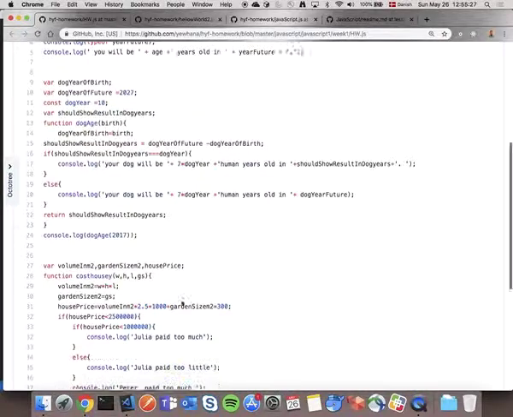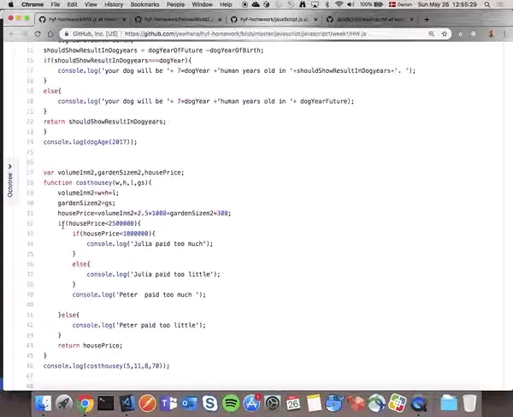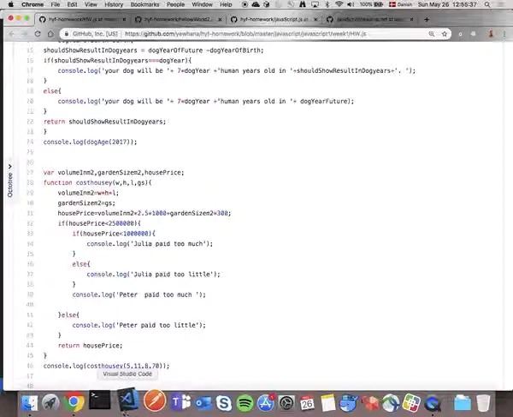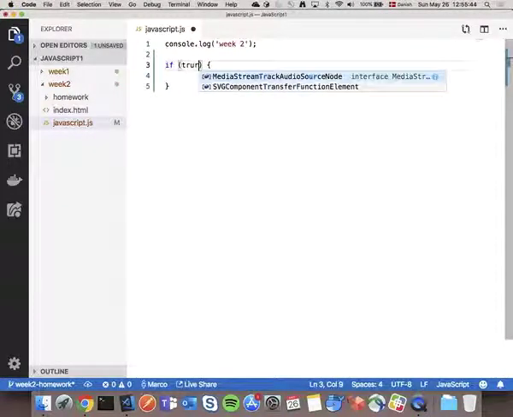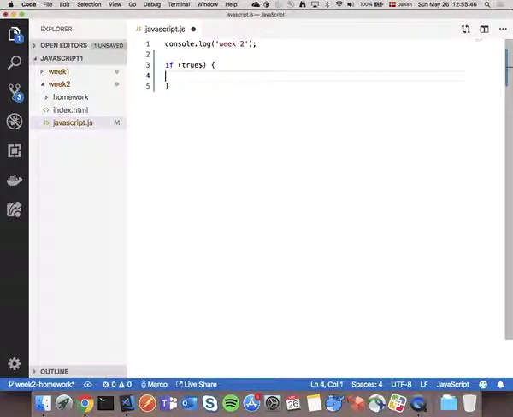We can say if this variable equals this condition, do this, else if it equals the other condition, do this. Consider it like this, and then else. This would be the end of the last condition. Yes, something like this. This is true.